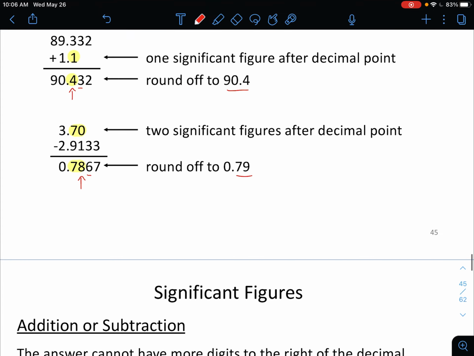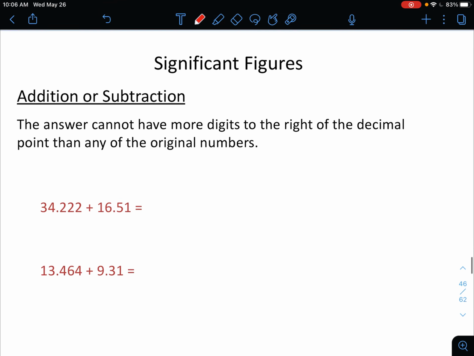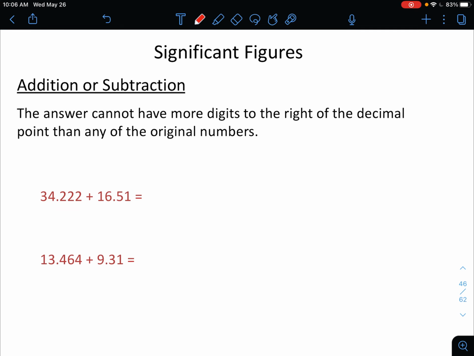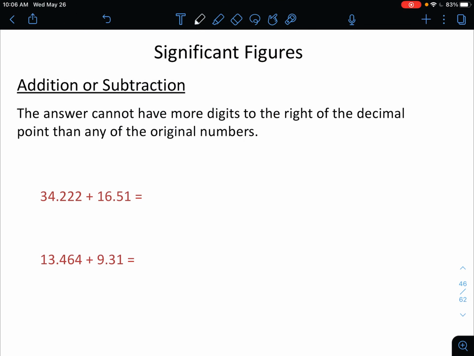All right, then how about for multiplication and division? Oh, I lied. We're going to do these examples first, then multiplication and division. Okay, so same like before. If you want to pause and do these yourself, that's fine. If you just want me to keep going, that's fine as well. Okay, let's see what I get.